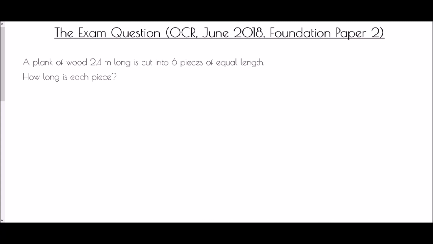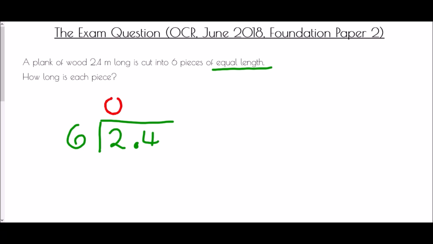Now, the fact that it has been cut into pieces of equal length, it means it has been shared equally, which means it has been divided. And so the 2.4 metre length has been divided into 6 pieces. Now, this means we are dividing a decimal by a whole number, but that is absolutely fine. The method is exactly the same. We ask how many 6s go into 2? Well, that is 0, with 2 left over.